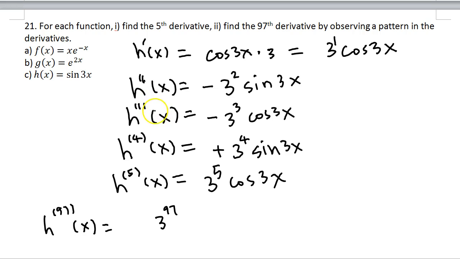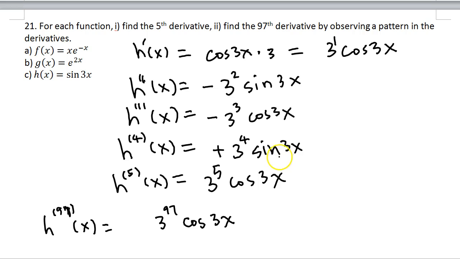Another thing that we notice is that if you differentiate even number of times, it's going to be sine. Odd number of times it's going to be cosine. So we know that this one, since 97 is odd, it should be cosine 3x. Now what's left is whether this will be positive or negative.